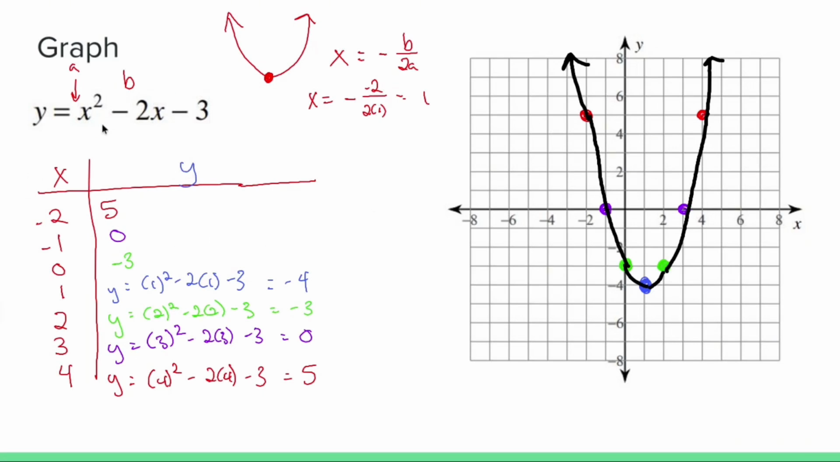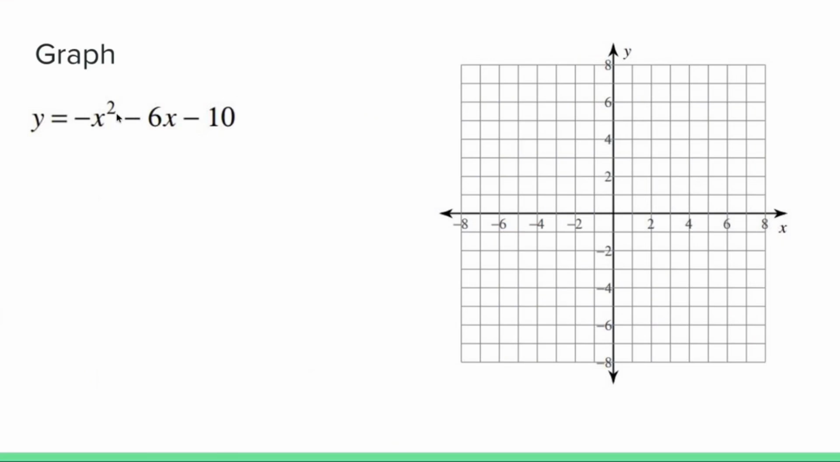So you can plug in whatever values you want and see what happens, or you can use common sense, find the vertex. That'll get you your center, and once you get your center, it'll be easier to graph the rest. Graph y equals negative x squared minus 6x minus 10. Well, what I could do is pick some random x values and plug those in and see what I get, or I could use a little bit of common sense when I graph this.